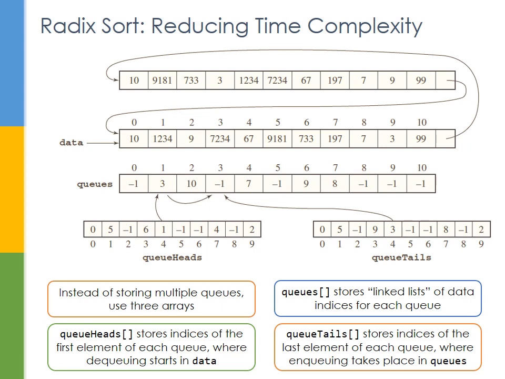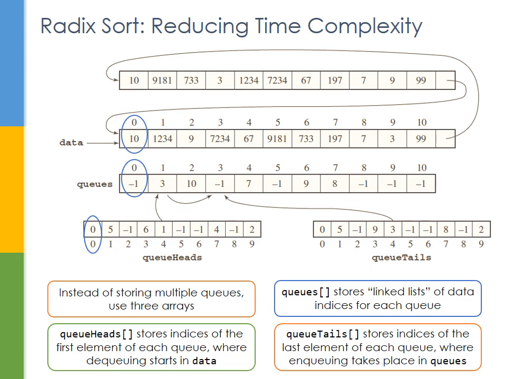So let's look at two queues within this data structure. The first queue that we'll look at is the one represented by subscript 0, in other words, the queue for the digit 0. And we see that the value that is stored there is 0. So what this means is if we look in the data array at subscript 0, which is the value in the queue heads array, then we see that there is a value of 10 stored there. This means that the first element that is stored in the queue for the digit 0 is 10.